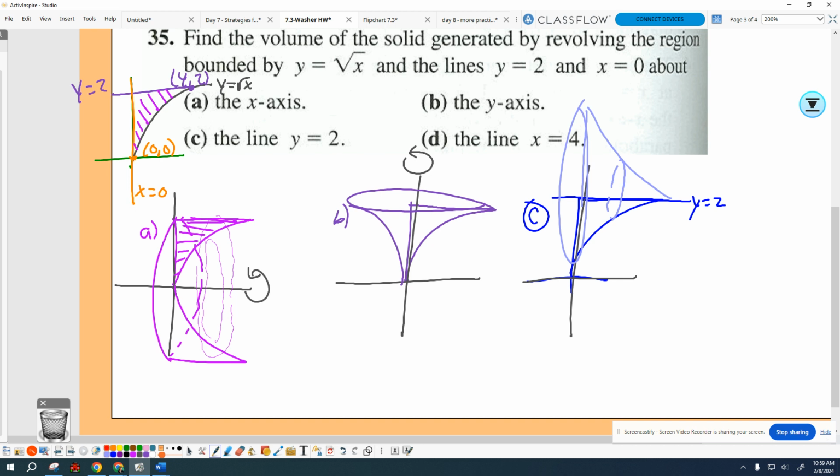All right, what's D? Wait, the x and y axis. This looks so cool. Nice shape. It's similar to A, but this way.